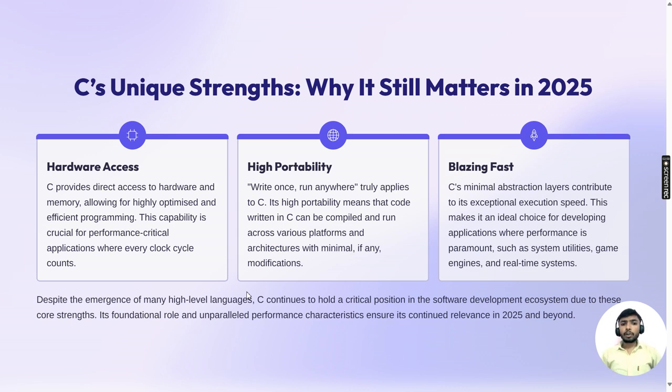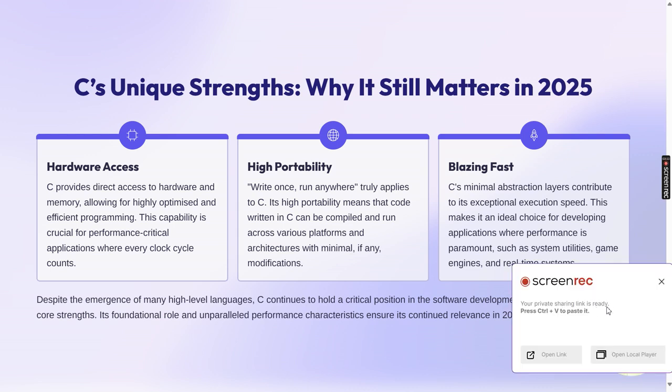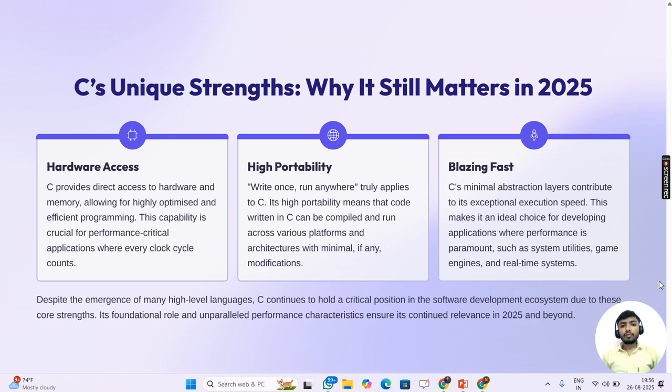Next, high portability. Write once, run anywhere truly applies to C. Its high portability means that code written in C can be compiled and run across various platforms and architectures with minimal, if any, modification. So you know that C is a very portable programming language. Run anywhere means that code written in C can be compiled and run across various platforms.